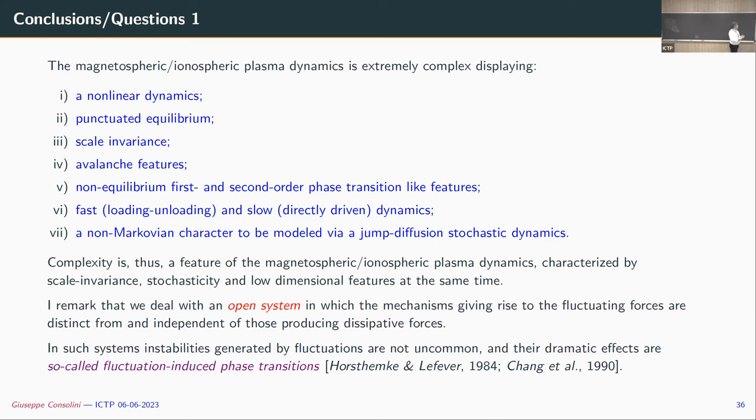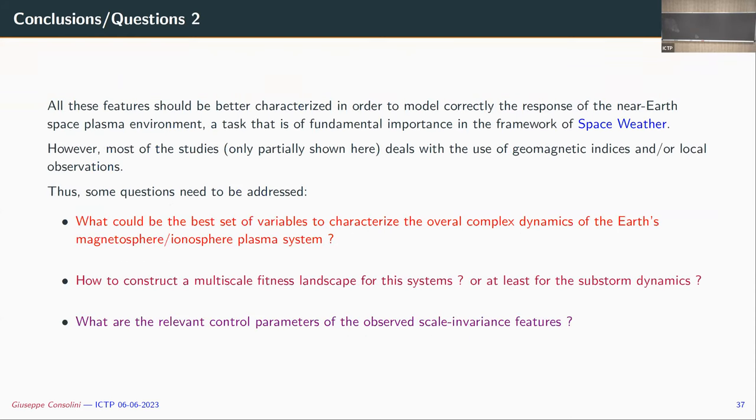I think that we must not forget that we are dealing with an open system. So in an open system, the situation cannot be related to an equilibrium system, or near equilibrium, or closed dynamics in a closed system. And so the fluctuating forces are sometimes separated from those producing the dissipation. And so this is something that can be the origin of this very complex behavior. And now we still have some open questions. And I think that these are very critical issues that we would like to discuss in the future.